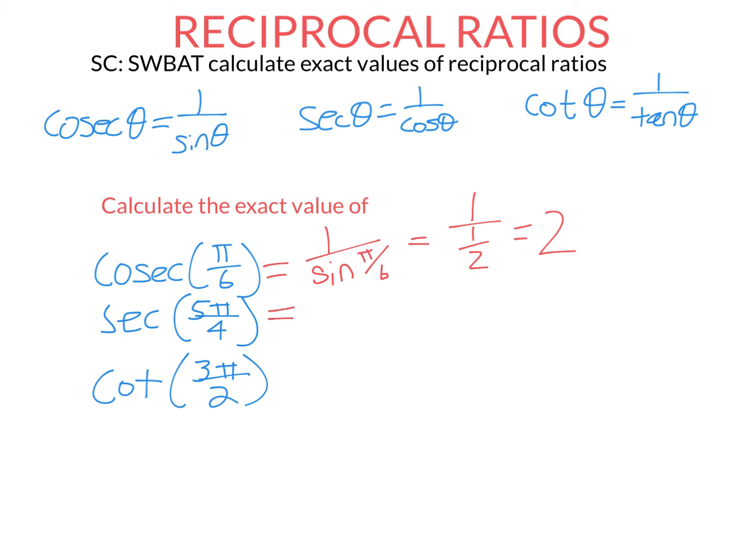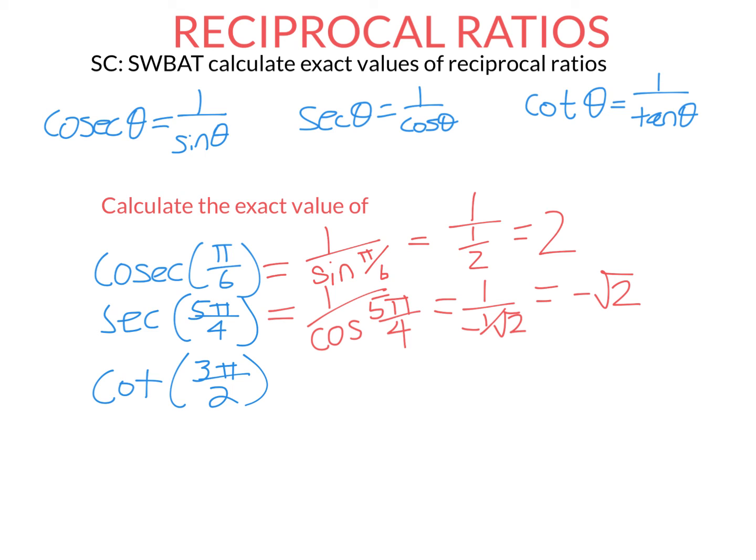So for sec of 5 pi on 4, it's not 1 over sine, it's 1 over cos of 5 pi on 4. So what is cos of 5 pi on 4? Well, cos of 5 pi on 4 is just the negative of cos pi on 4. So it's negative 1 over root 2. So then sec of 5 pi on 4 is just negative root 2.